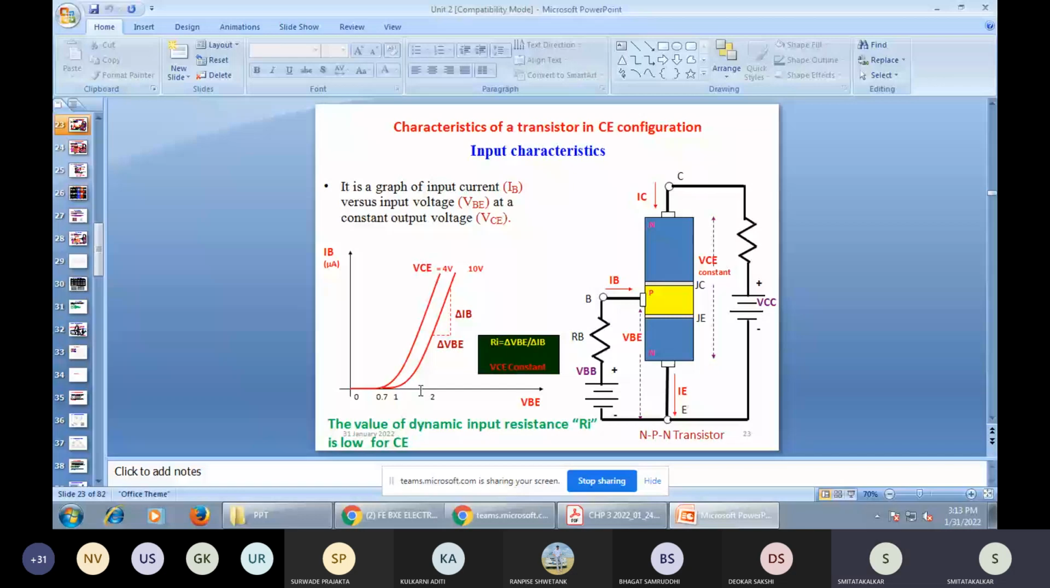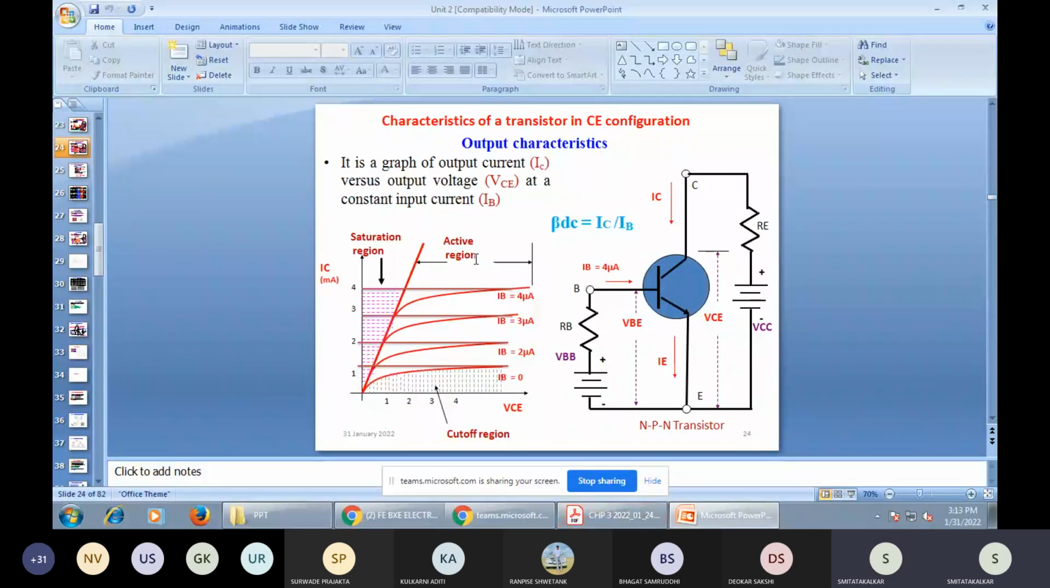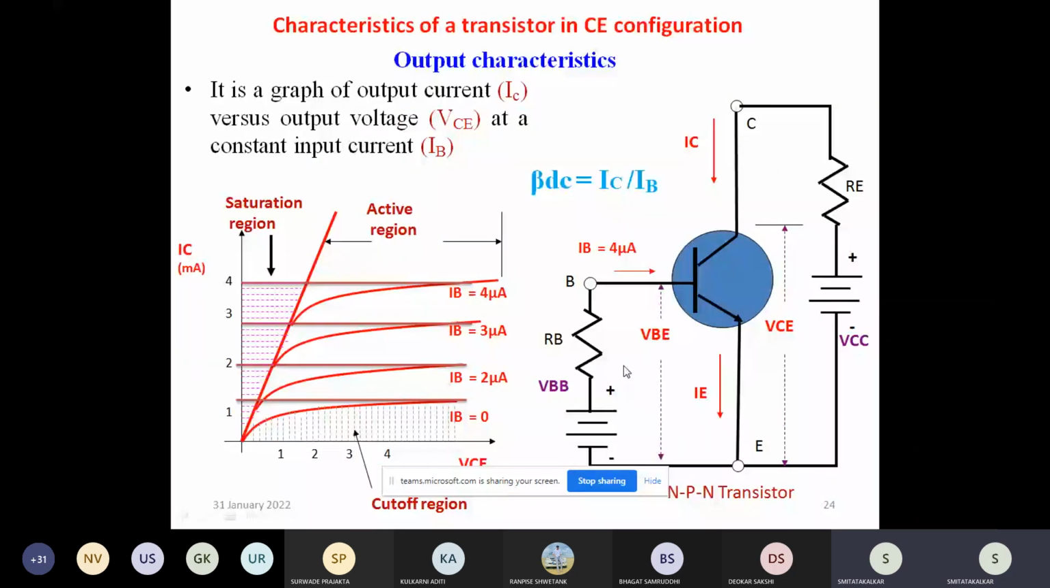Then the next region, active region. Where is the active region? If the input forward biasing VBE is forward bias, the transistor is in the active region, with the emitter base junction forward biased and the collector emitter junction, the second junction, going to reverse bias, and that's why the transistor goes to off switch. This is the concept of the active region. And third one, saturation region.